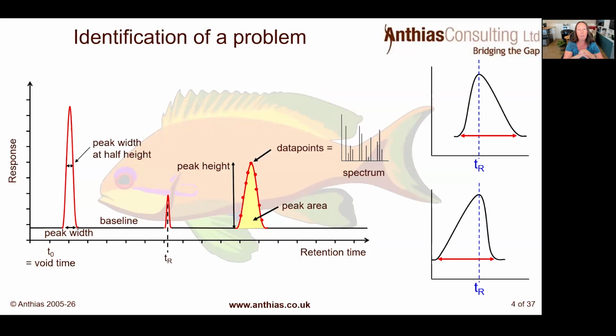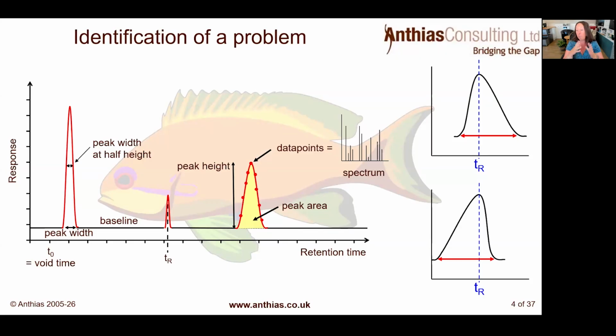And the bottom peak there, so the bottom right-hand corner, is a fronting peak. So that looks a bit more like a shark's fin. And you can see there that the left-hand side is wider than the right-hand side. So that means that more molecules are traveling faster than average through our system. So that means that we've overloaded something. That could be that we've overloaded the column. If you're doing something like thermal desorption, maybe you've overloaded your cold trap, for example. So we're going to be looking at those peak shapes.